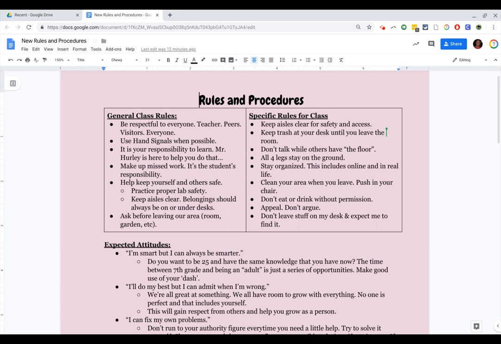Sometimes we'll be doing a lab or something where I don't want you to do that. Or sometimes you just don't need to. You're not going to need to. That includes chewing gum.